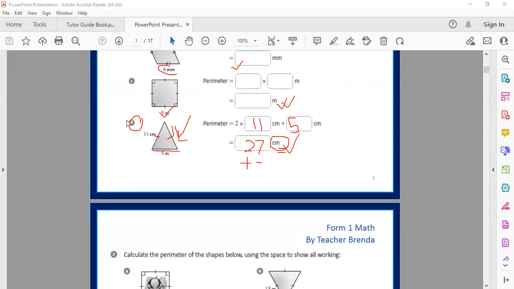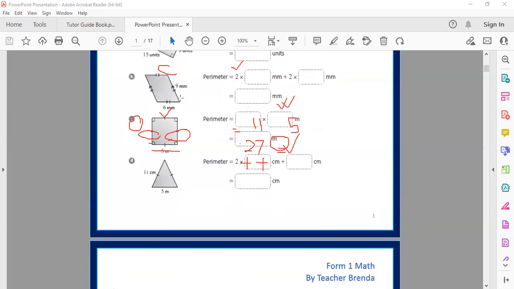Okay? Where does the 2x come from? 2, Tristan, comes from here. They are just multiplying this 2 times 11. Can you see? 2 times 11. That's why they put that 2. Just like the earlier one. You see, 2 times 9 plus 2 times 6.